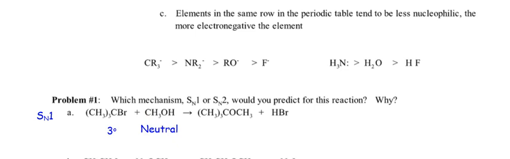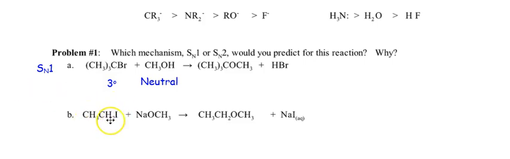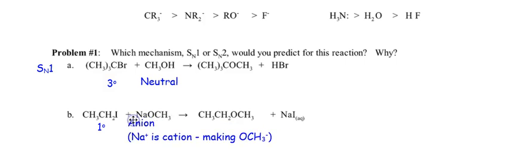So let's look at letter B. What would be the substrate here? Well, here's the carbon the iodine is attached to. How many carbons are attached to it? Only 1, therefore it is primary. What is my nucleophile? Is it neutral or is it an anion? Well, there's no charge, you're right, Mrs. Vanderbilt, but I see a sodium. So this would actually be an anion. Why? Because sodium is a cation, making the OCH3 negative. The sodium is a spectator ion.